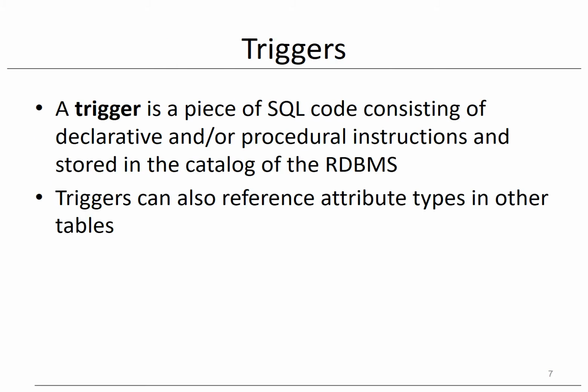A trigger is a piece of SQL code consisting of declarative and/or procedural instructions and stored in the catalog of the RDBMS. It is automatically activated and run, also called fired, by the RDBMS whenever a specific event, such as an insert, update, or delete, occurs and a specific condition is evaluated as true. In contrast to check constraints, triggers can also reference attribute types in other tables.